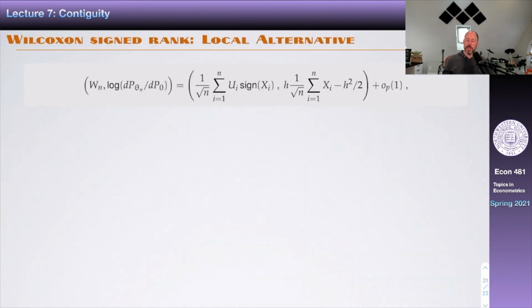And so now you put together and look at this. We have 1 over square root n, the sum of u times the sine. That's essentially the term of our Wn. And then we have h times 1 over square root n sum of x minus h squared divided by 2. This is the log likelihood ratio.